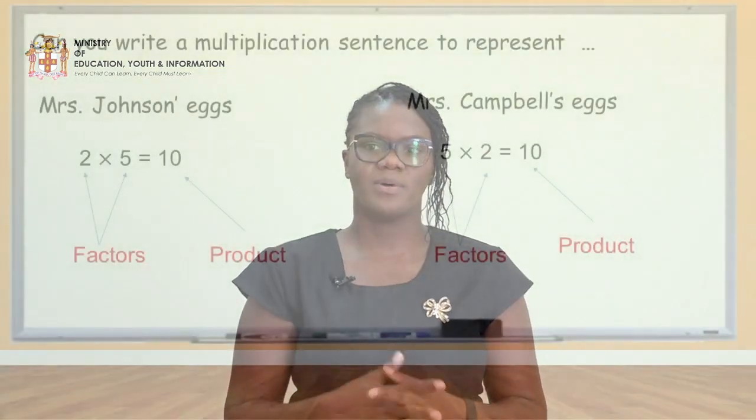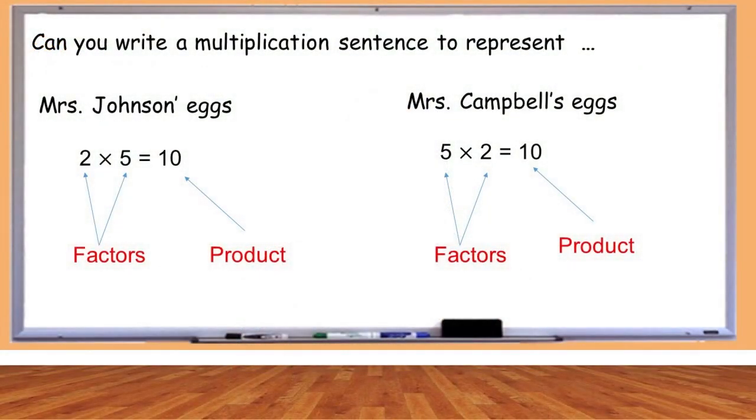Check your answers with me. Let us check your answers. If you wrote 2 multiplied by 5 is equal to 10 for Mrs. Johnson, and 5 multiplied by 2 is equal to 10 for Mrs. Campbell, you are doing great.